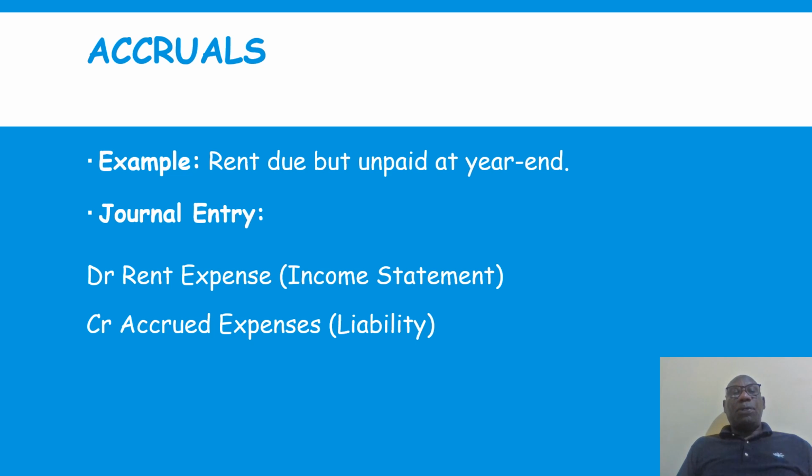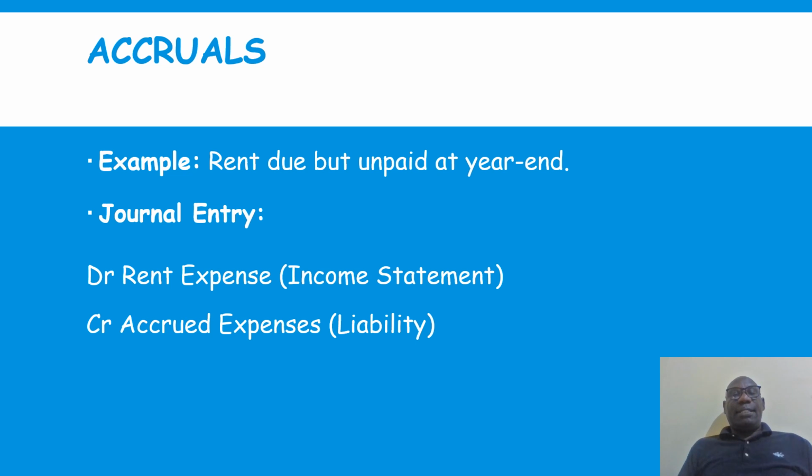We continue with accruals. And in this particular instance, let us try to look at an example. Let us assume that rent was due but unpaid at the year end. What would be the journal entry for such a transaction? Remember, based on the principle of double entry, every transaction needs to be recorded twice. The recording of a transaction based on the principle of double entry is twofold, meaning that we need to make a debit entry in one account and a corresponding credit entry in another account.